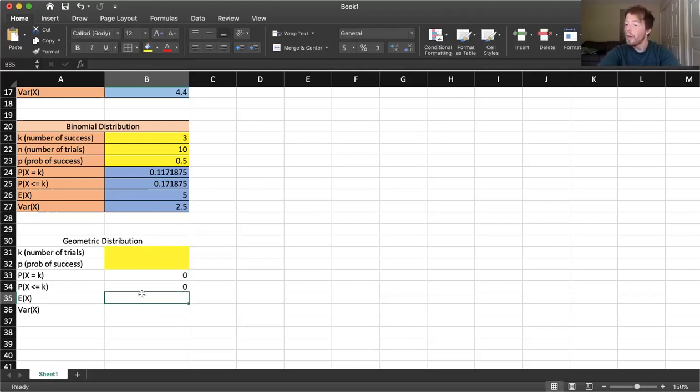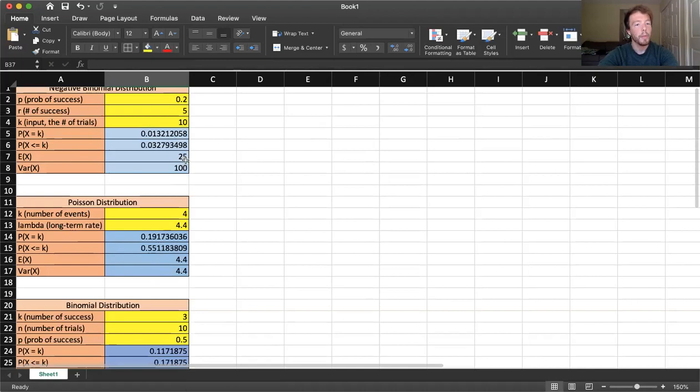Okay, cool. So expected value of a geometric is 1 divided by p. Variance is, I believe it's, let's see if I remember this from memory, it's 1 minus p divided by p squared, I believe, right? Boom. Did I do this right? Yeah, I did it right. Okay.